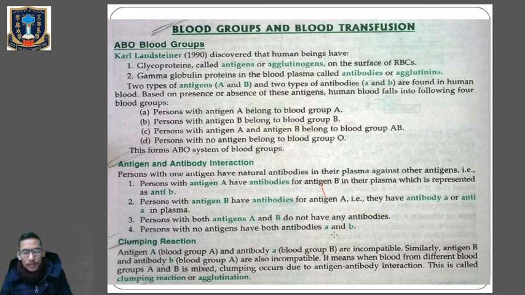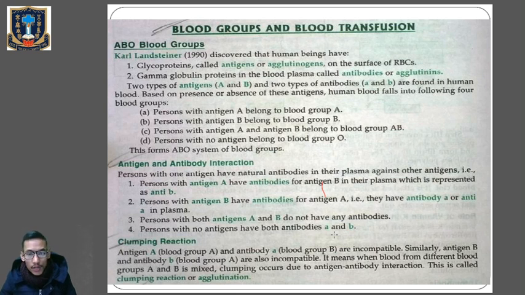All of us have a clear idea about the blood grouping mechanism. Here I am going to teach in detail about blood grouping and the blood transfusion reactions, and we will also discuss blood clumping. Clear? So, the ABO blood grouping system.